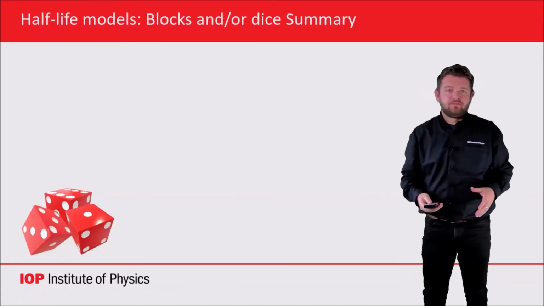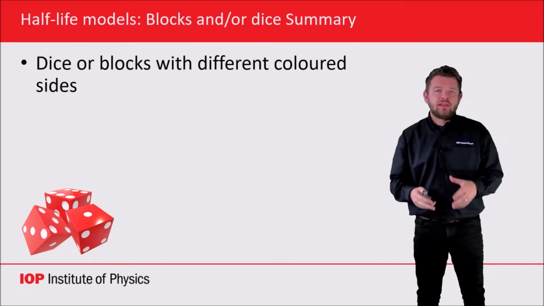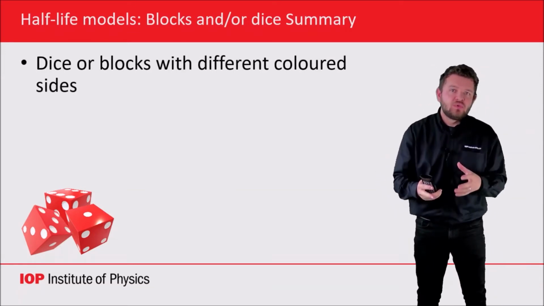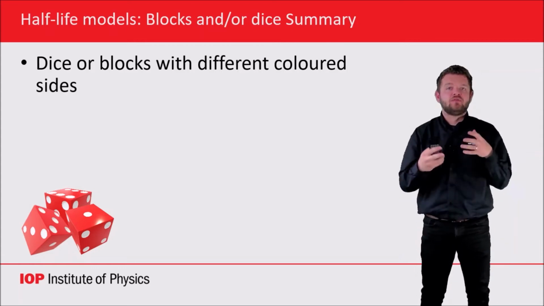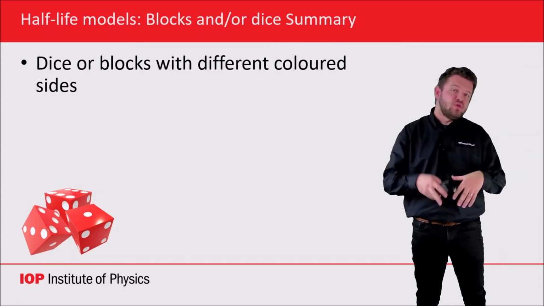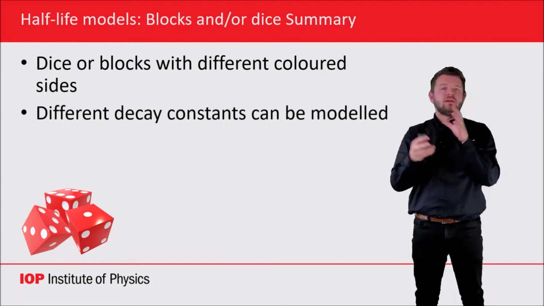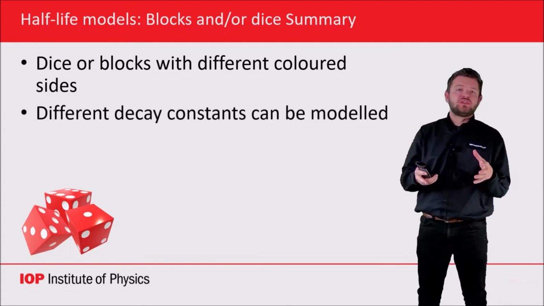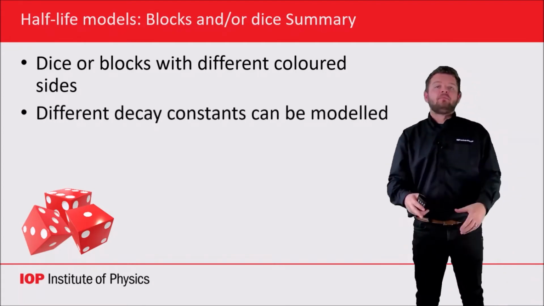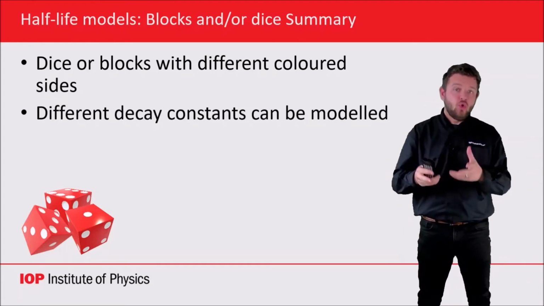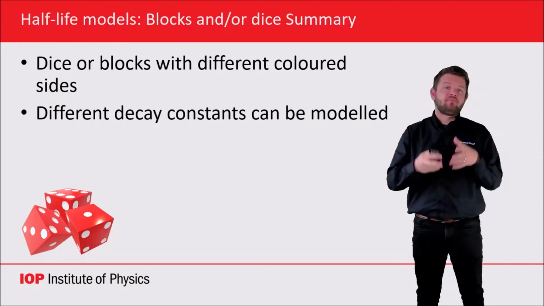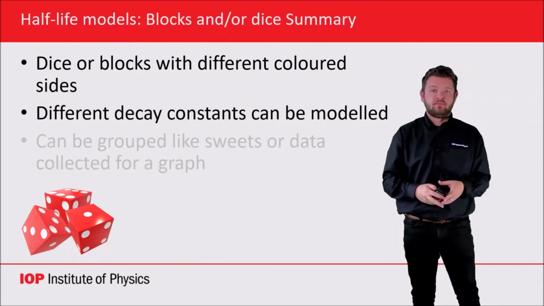In summary then, dice or blocks with different colour sides can be used to model the random decay of nuclei with the roll and remove method described with the previous skittles model. We can model different decay constants and rates of decay by determining which colour or which numbers on the die represent the decayed nuclei.